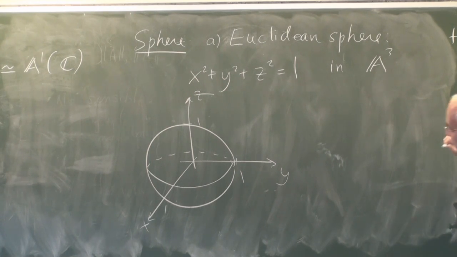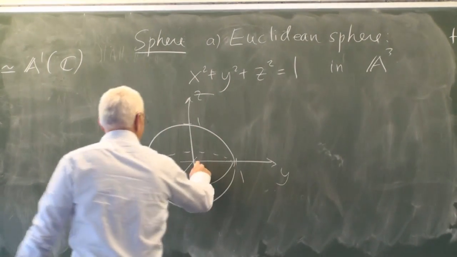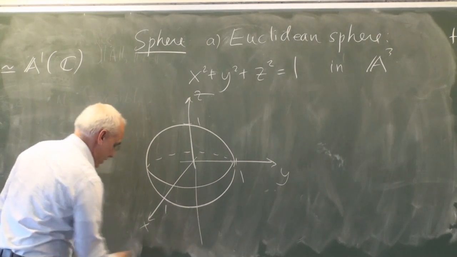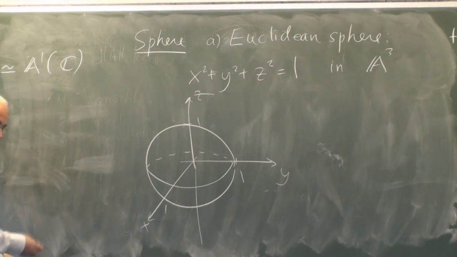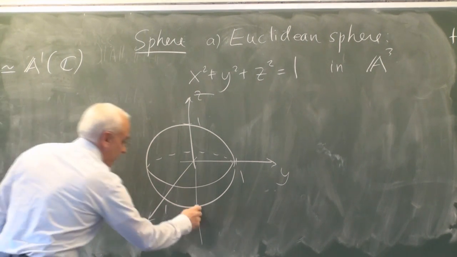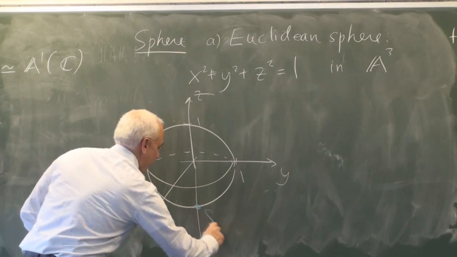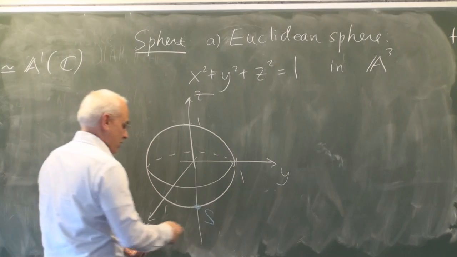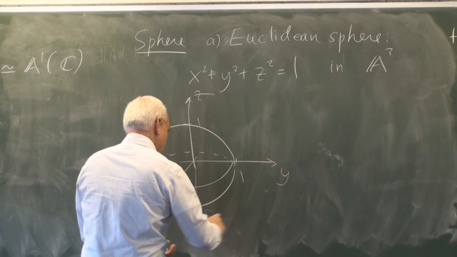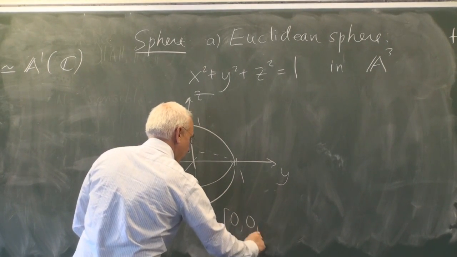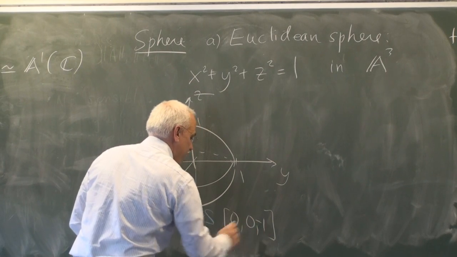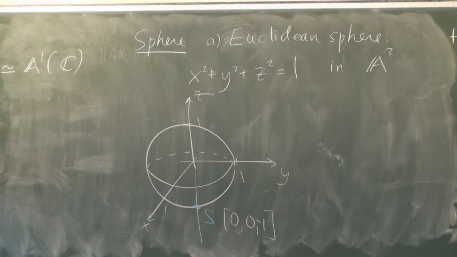So to parameterize it, we're going to extend that there. We're going to look at the south pole. Let's use blue. So there's the south pole. Let's call it S, and it's got coordinates 0, 0, minus 1. 0, 0, minus 1 down there.